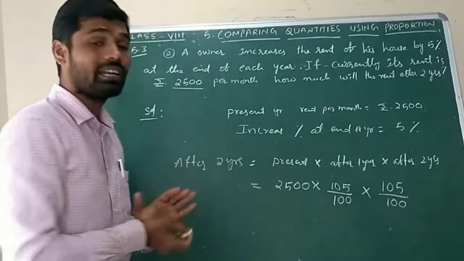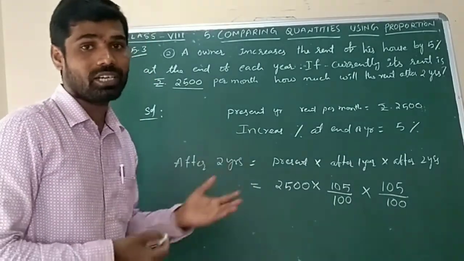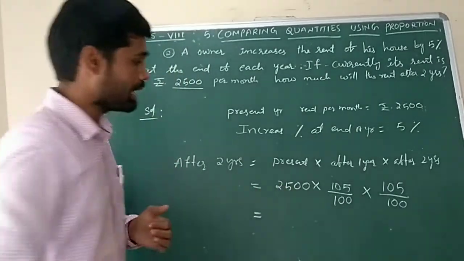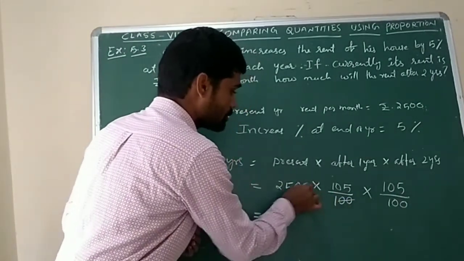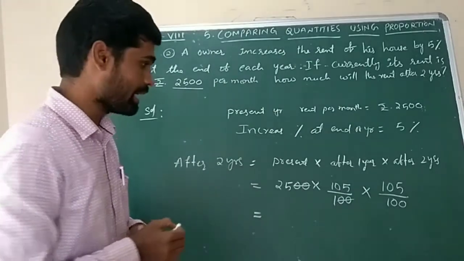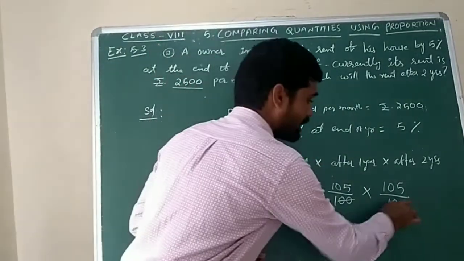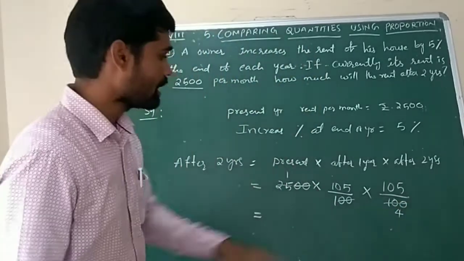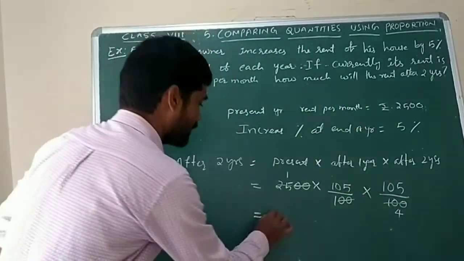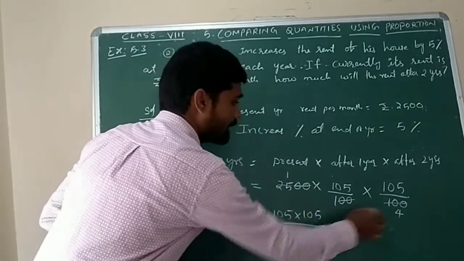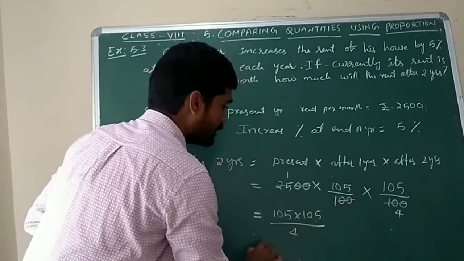Now let us find the value of the rent after 2 years. See, it is very simple. Let us do it now. 2 zeros can be eliminated or simplified. The next 25 ones are 25 and 25 fours are 100. So 105 into 105 by 4. So 105 into 105.